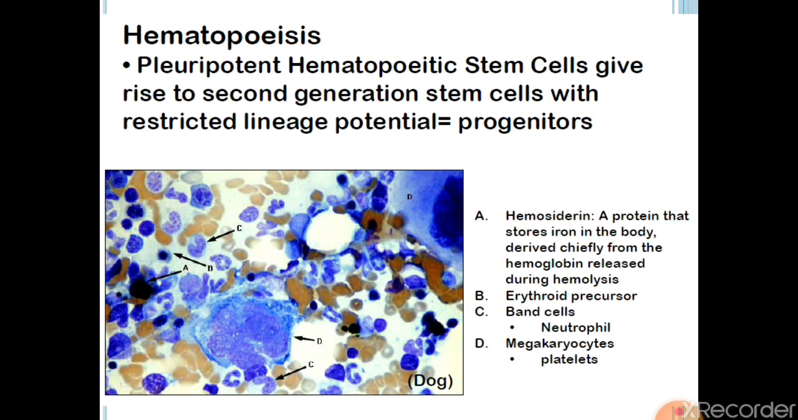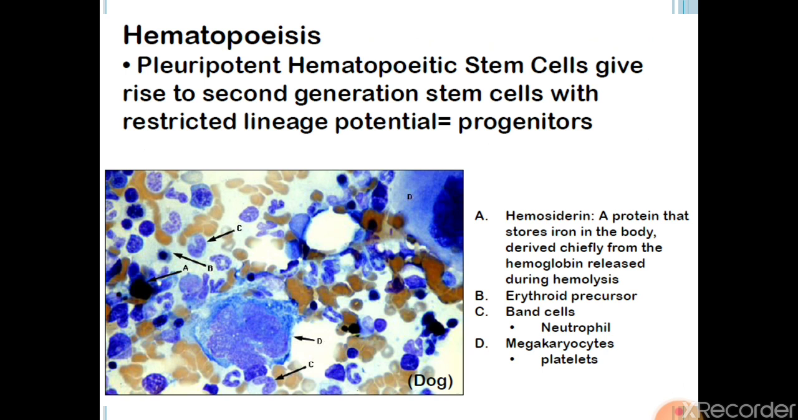Now, pluripotent hematopoietic stem cells give rise to second generation stem cells with restricted lineage potential, and these are called progenitors. In this slide, I have indicated 4 points A, B, C, D. A represents the hemosiderin, which is a protein that stores iron in the body, and this iron is derived mainly from the hemoglobin, which is released during the hemolysis.